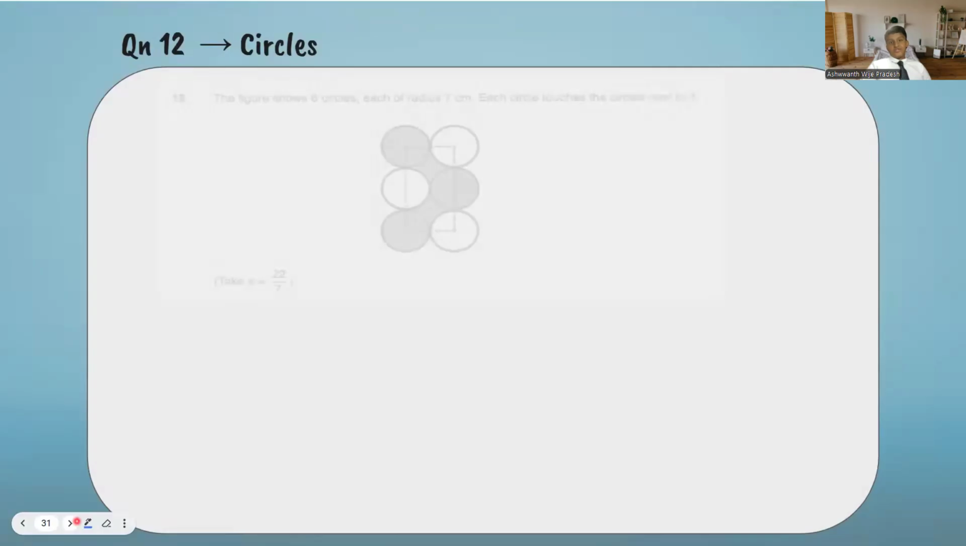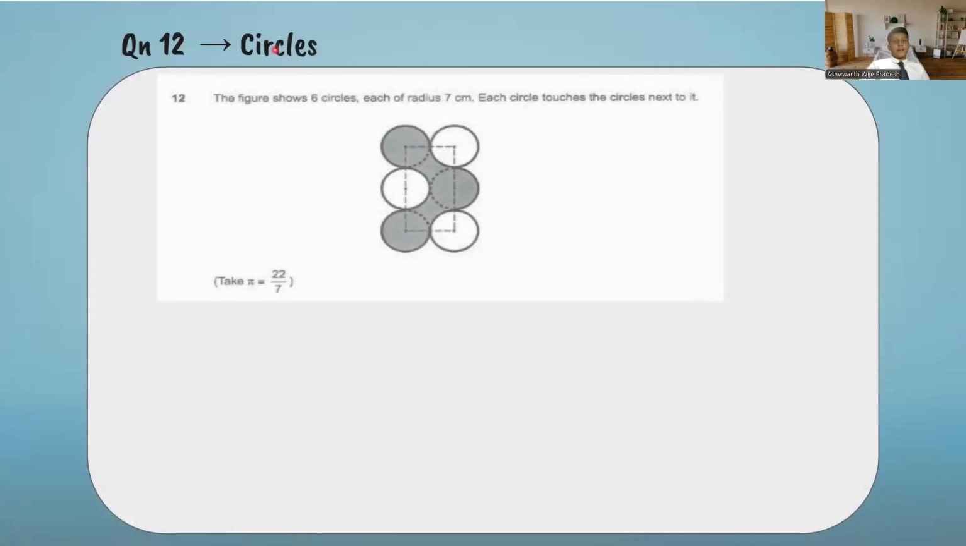So this is question 12, and this question is testing us on circles. So let's read the question. The figure shows 6 circles, each of radius 7 cm. Each circle touches the circle next to it.